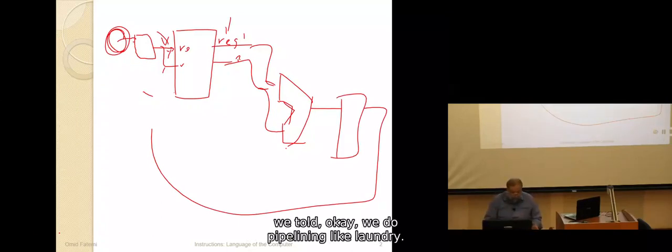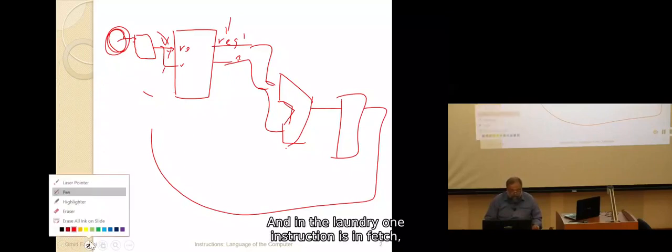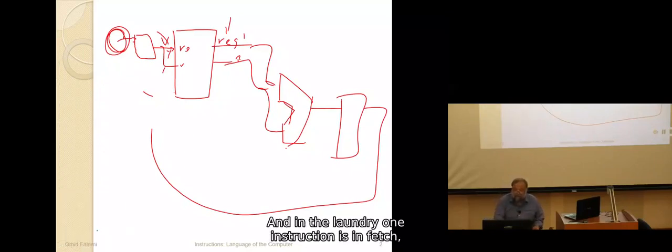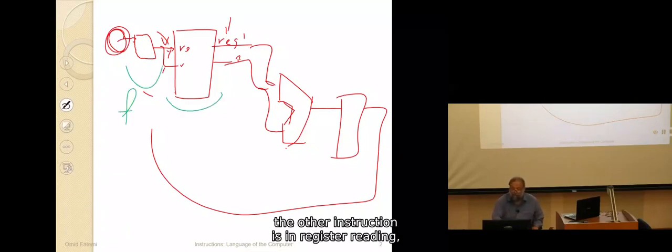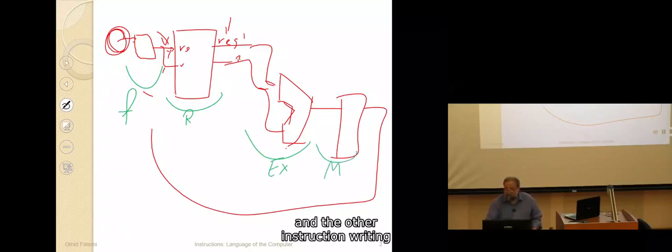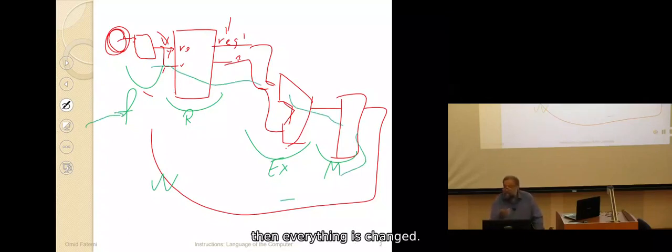What we told before, we told, okay, we do pipelining like laundry, and in the laundry, one instruction is in fetch, the other instruction is in register reading, the other instruction is in execute, the other instruction using memory, and the other instruction writing back register in the register file. This is what we told about pipelining. Now I am asking, how could it be possible? Because if the next instruction comes, then everything is changed. You know, everything is changed.